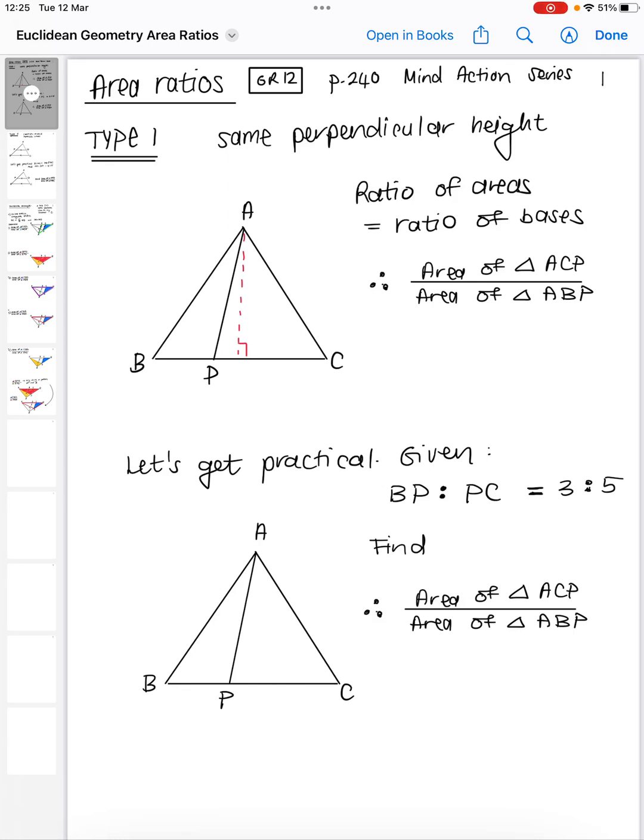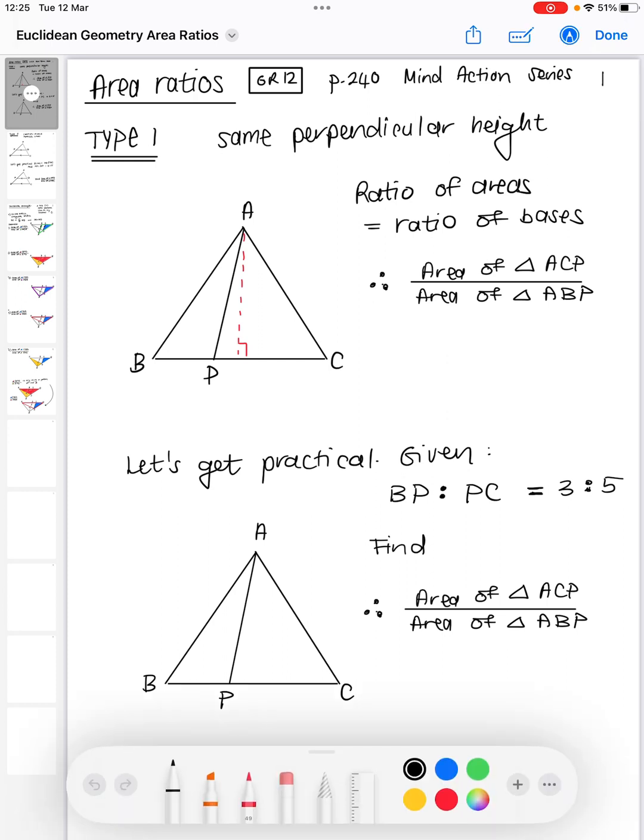Welcome back to grade 12 Euclidean Geometry. Today we will look at area ratios, how to distinguish between type 1 and type 2.